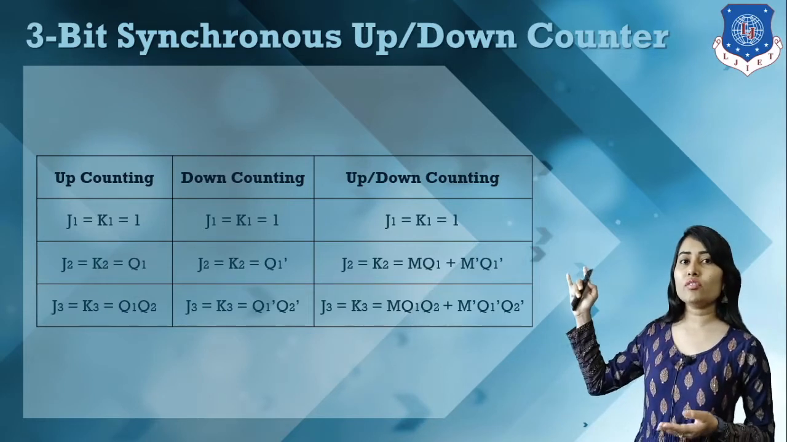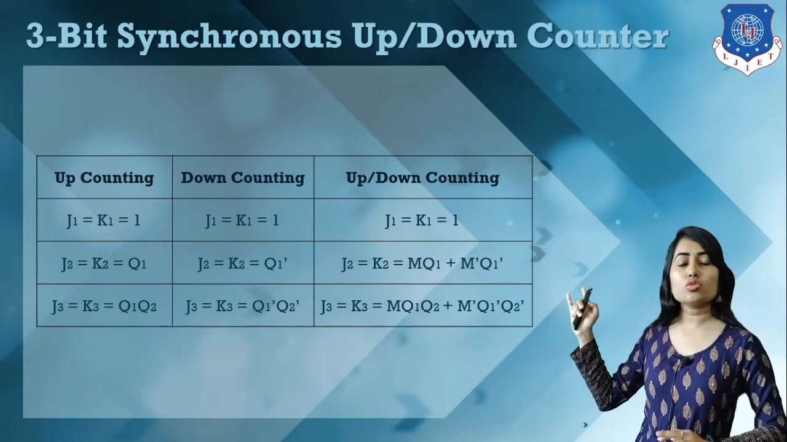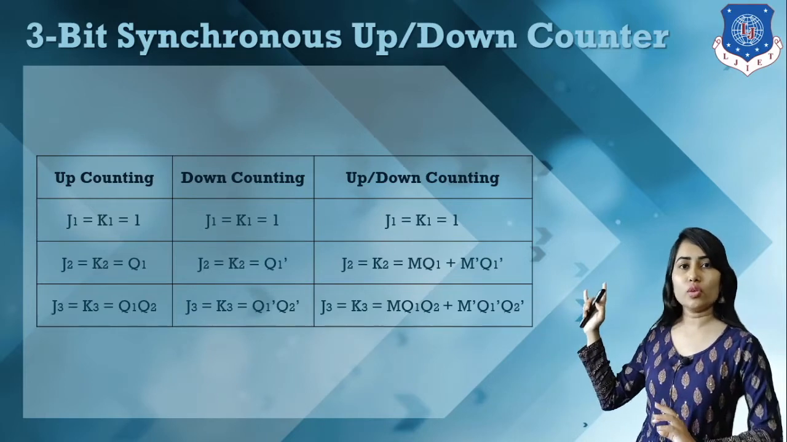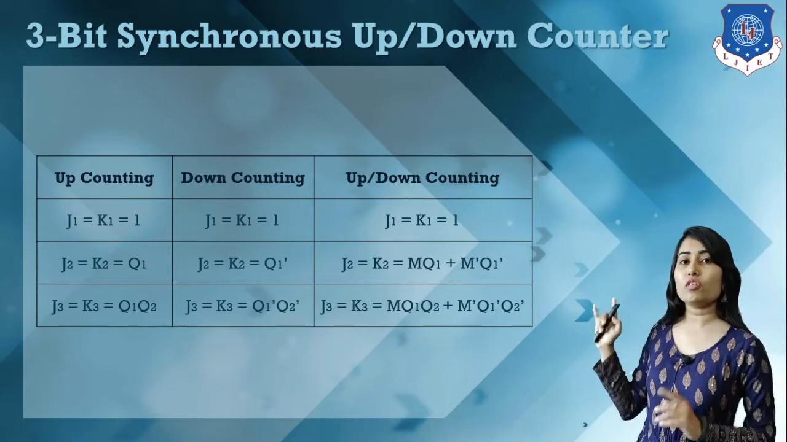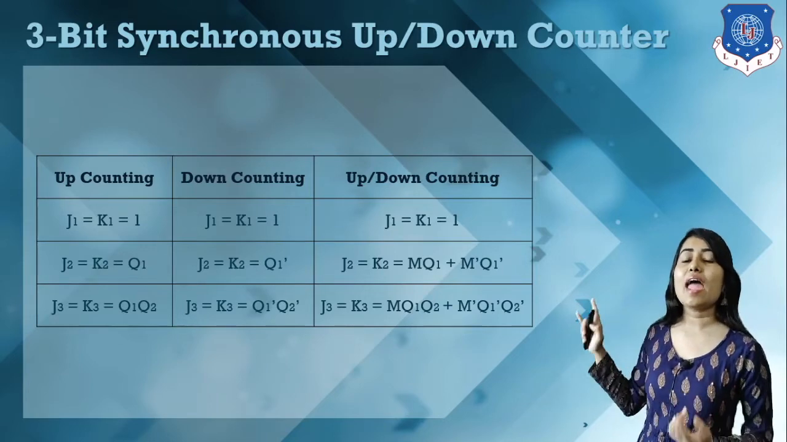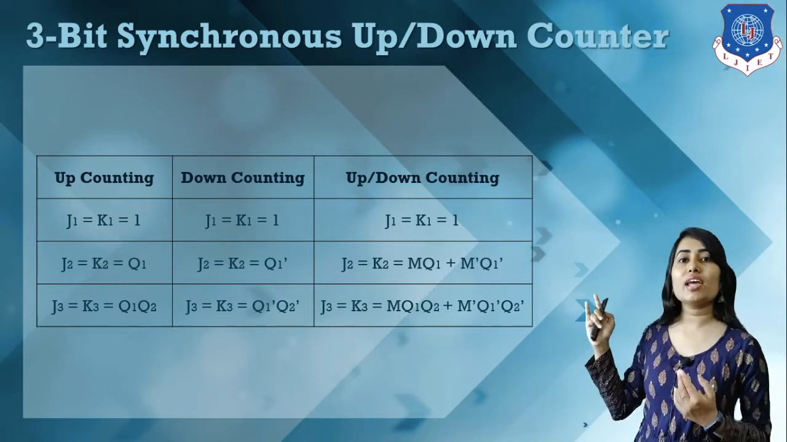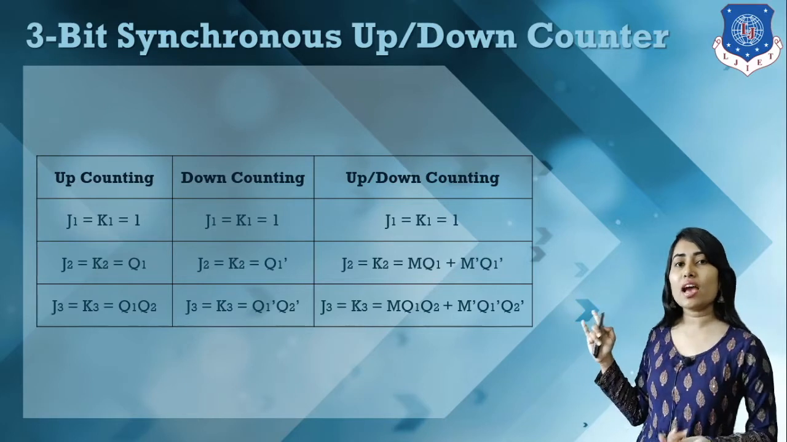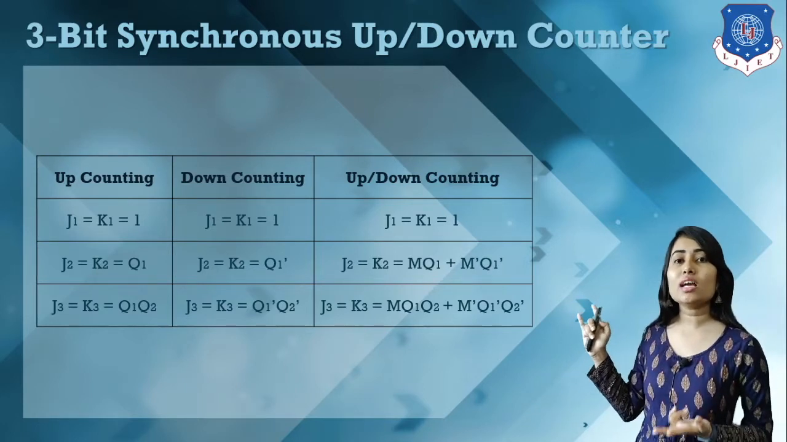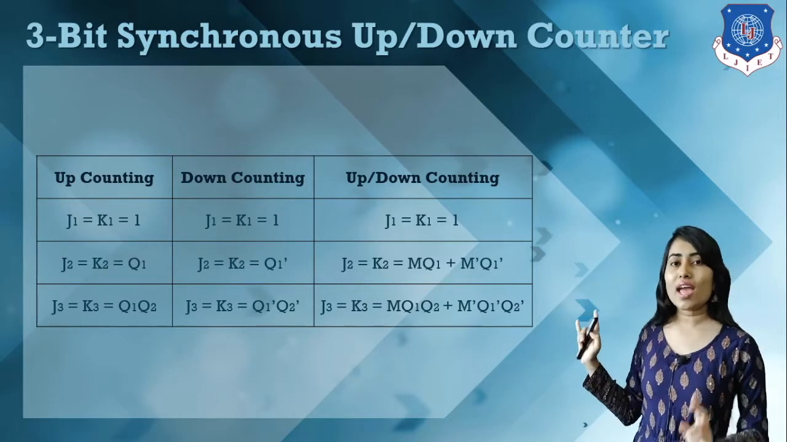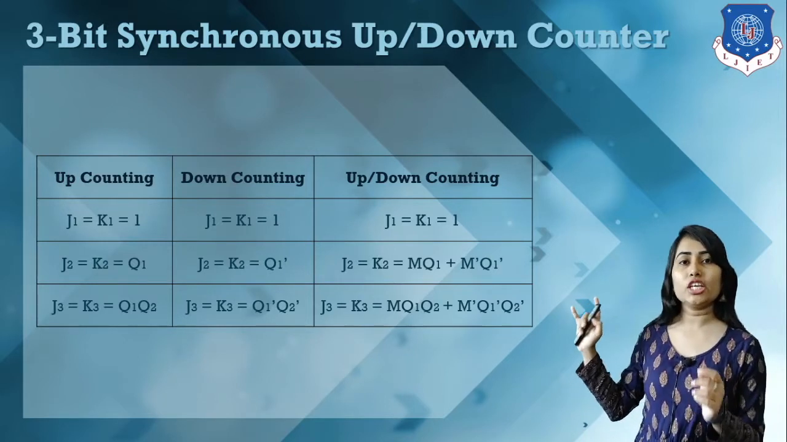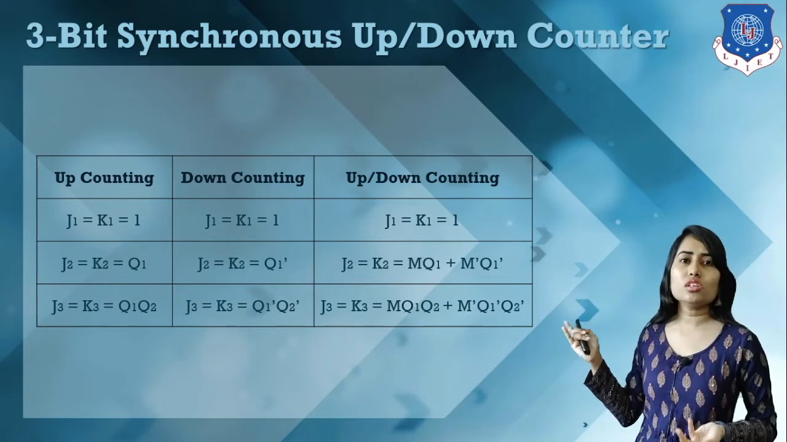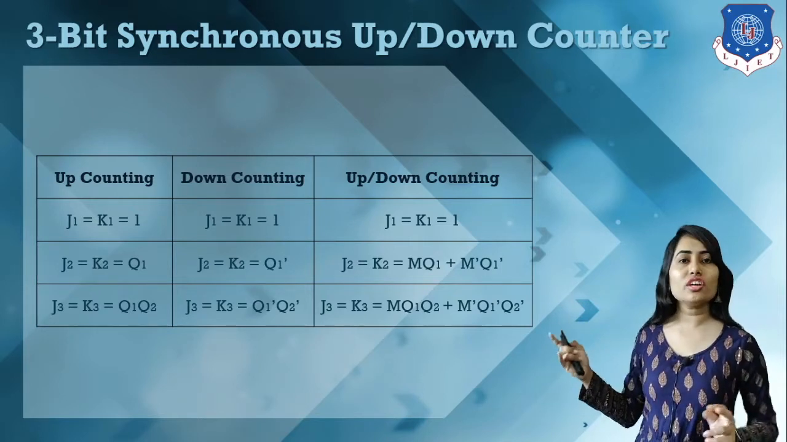So here whenever we have J1 K1 equal to 1, because in both the combinations J1 K1 are 1. Now for J2 K2, here we have M into Q1 plus M dash into Q1 dash, because when we have this M Q1, it will count in the upward direction. When we have M dash Q1 dash, it will count in the downward direction. So when M is equal to 1 we have simply Q1, and when M is equal to 0 we have simply Q1 dash. So this is how it counts either in the upward direction or in the downward direction.